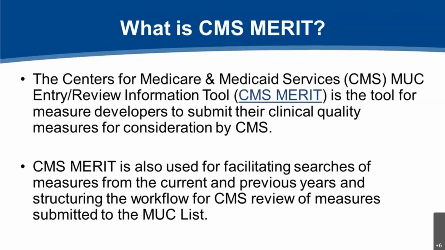So what is CMS MERIT? CMS MERIT, the full name, Measures Under Consideration Entry and Review Information Tool, is the tool for measure developers to submit their clinical quality measures for consideration by CMS. It replaces JIRA, used in years past, and it replaces last year's use of the Word template. Measures that you'd like to submit for the 2021 MUC list must come through CMS MERIT.